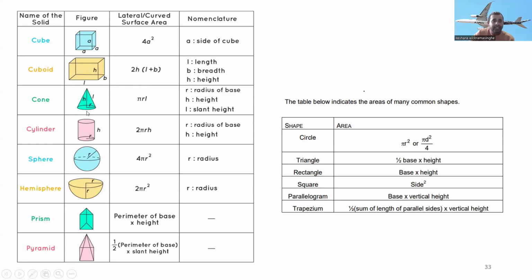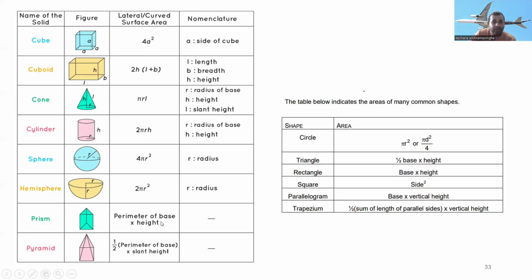And the cone: we can calculate its curved surface area as πrl, where r is the radius, h is the height, and l is the slant height. Here is a right angle, so we find the slant height from the Pythagoras theorem. And the cylinder is 2πr into h, with r the radius of the base and h the height. The sphere is 4πr squared. And the hemisphere is 2πr squared, because this is half.